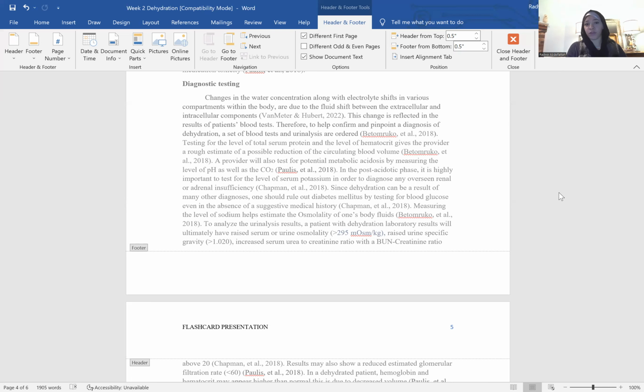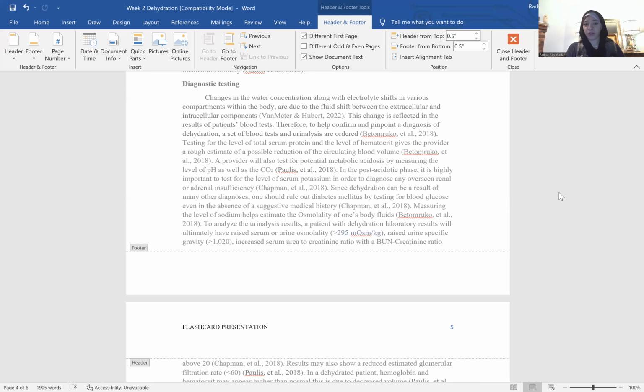A provider will also test for potential metabolic acidosis by measuring the level of pH as well as the CO2. In the post-acidotic phase, it is highly important to test for the level of serum potassium in order to diagnose any overlooked renal or adrenal insufficiency. Since dehydration can be a result of many other diagnoses, one should rule out diabetes by testing for blood glucose, even in the absence of a suggestive medical history. Measuring the level of sodium helps estimate the osmolarity of one's body fluids.